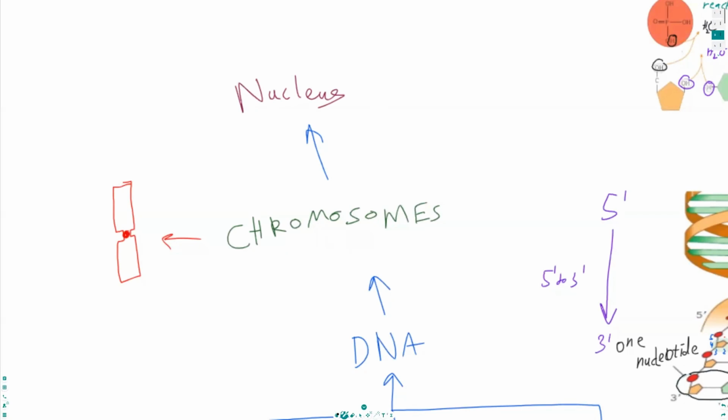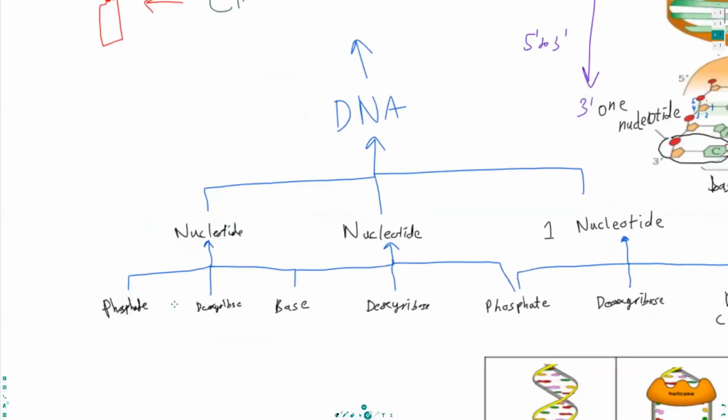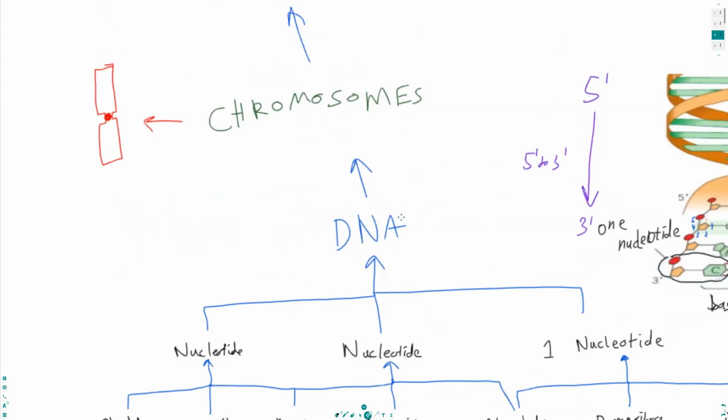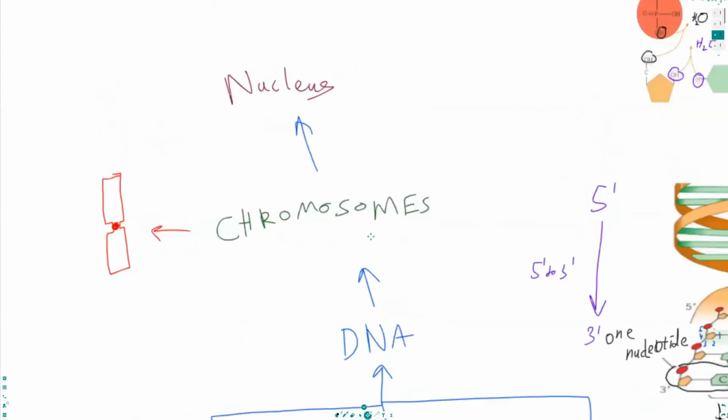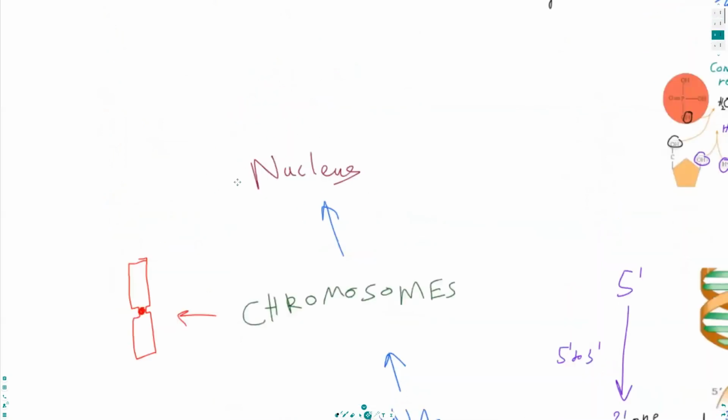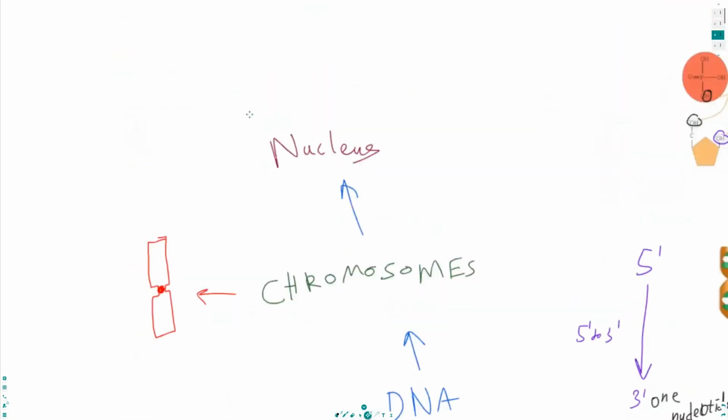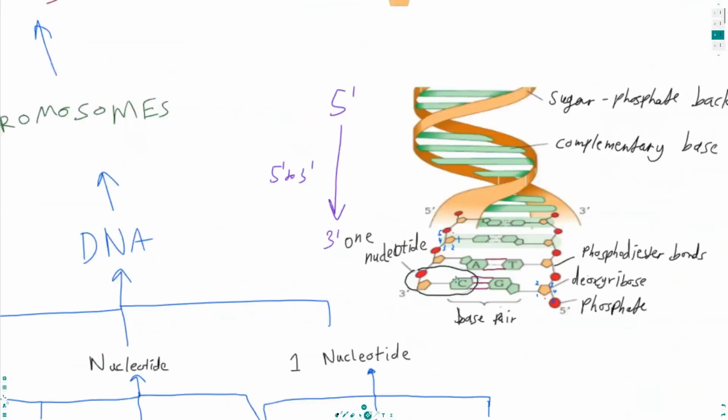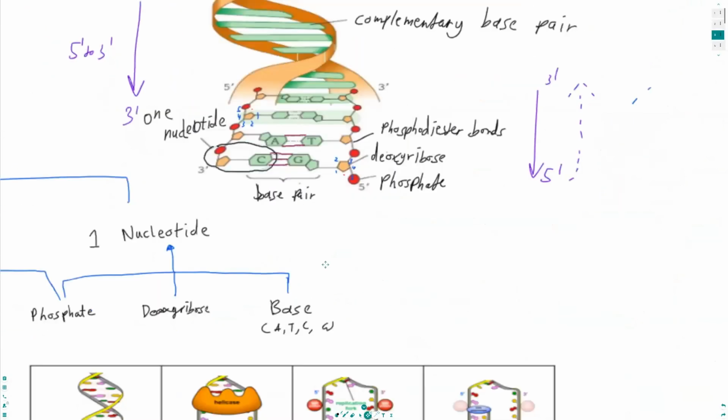So you can see how all of these phosphate, deoxyribose and base components form nucleotides. All of the nucleotides come together to form DNA. DNA plus some histone proteins come together to form chromosomes. All the chromosomes come together to be packaged in the nucleus. So you can see how we get all our DNA into the nucleus. We have over 2 meters of DNA packaged into a tiny, tiny nucleus, which is impressive.